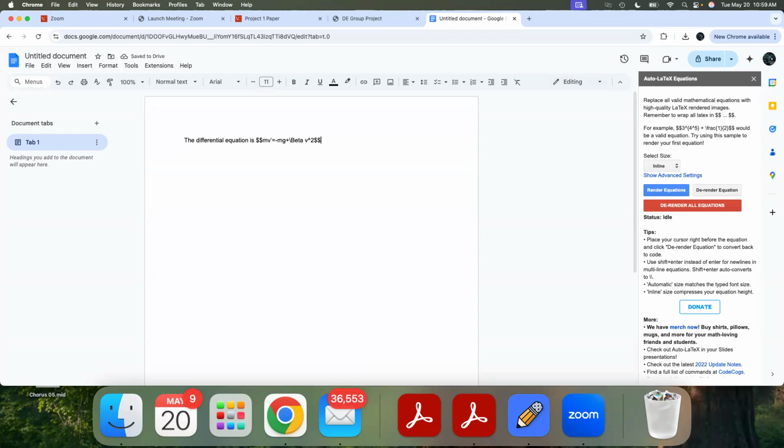Now, you may have to Google how to type out some things in LaTeX. Like you may not have known how to type beta, or you might just want to call it capital B, but I like beta better. And then I can hit render equation. And oh, I may have lied to you. If you mess up, go back to the beginning, hit derender. I think it's just lowercase b here.